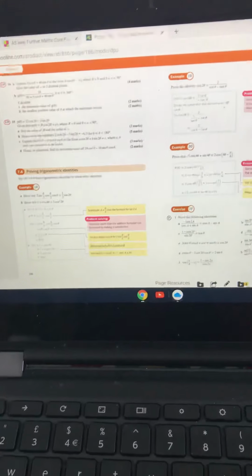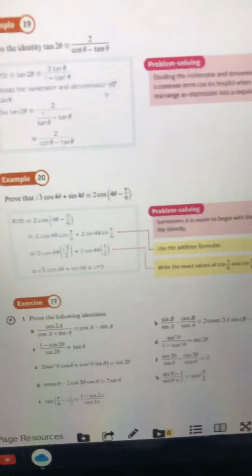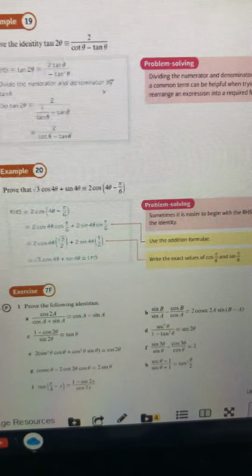Hi class, so today I'm not actually going to do the last page in our notes. I'm going to look at proving trig identities, primarily because lots of students find this really difficult, and there is a whole chapter on it. Exercise 7F is on it and we've not touched it, so rather than doing the last page, we'll do these examples and then I'll ask you to do some questions from exercise 7F.